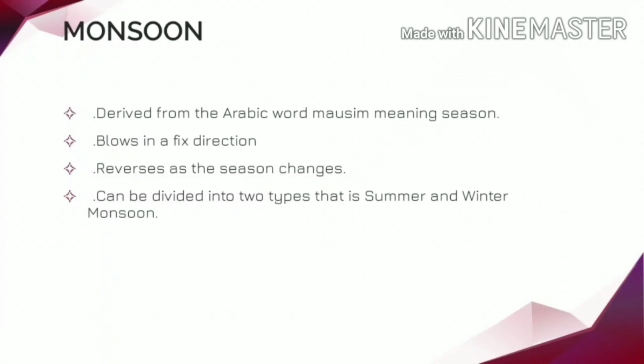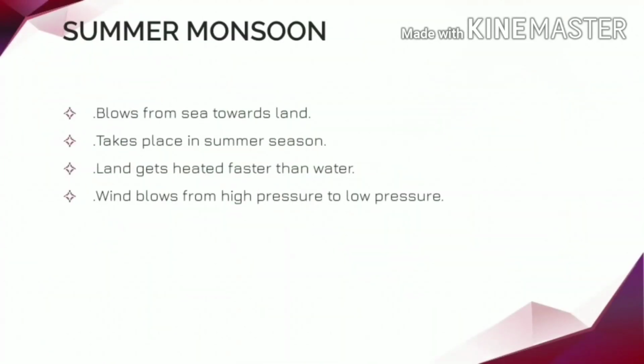It blows in a fixed direction during a particular season, and it reverses its direction as the season changes. It can be considered as the land and sea breezes on a larger scale. We can best notice the monsoon wind in Southwest Asia and Northern Australia. Monsoon wind can be divided into two types, the summer monsoon and the winter monsoon.